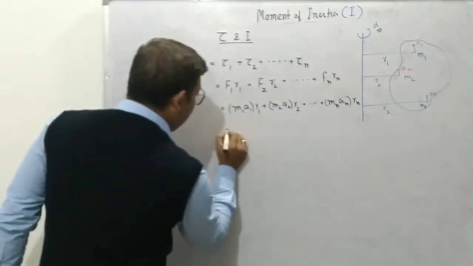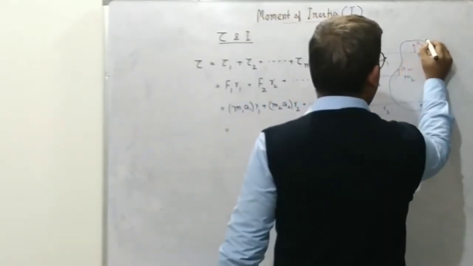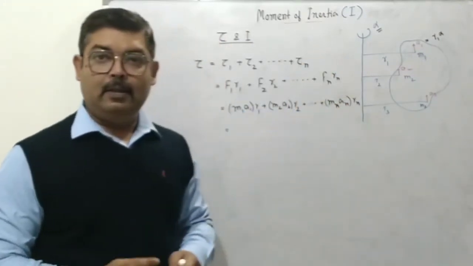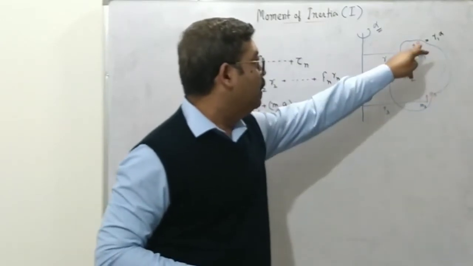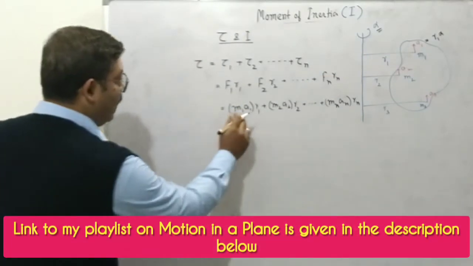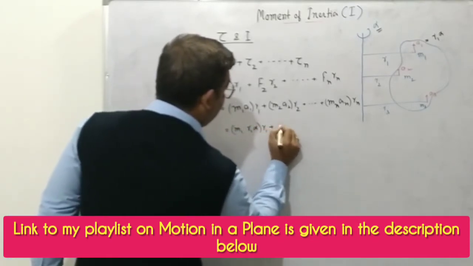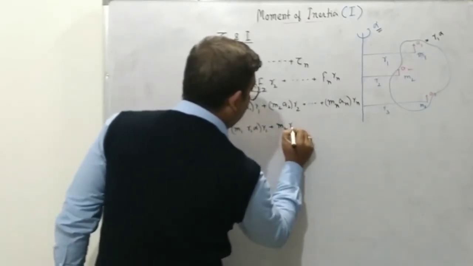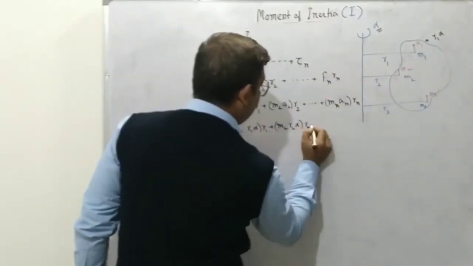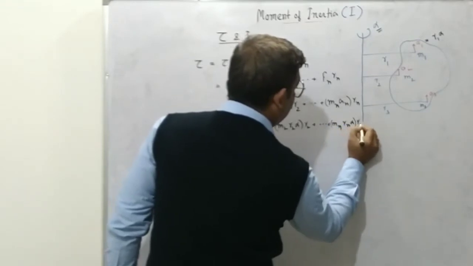Now if we consider individual particles, say m1 is moving with a linear acceleration of a1, so it will be equal to r1 into alpha. For a particle moving in a circular path with radius r, the linear acceleration and angular acceleration are related by this relation, a equal to r alpha. So a1 will be equal to r1 into alpha, then we have m2, a2 will be equal to r2 into alpha. Alpha is constant, same for all the particles, and so on till mn Rn into alpha, then Rn.